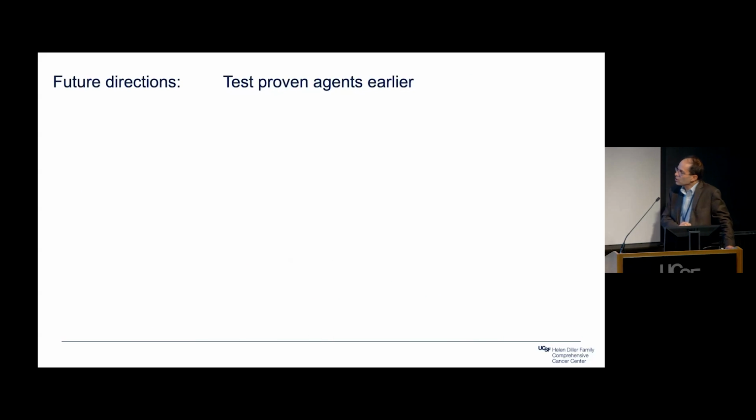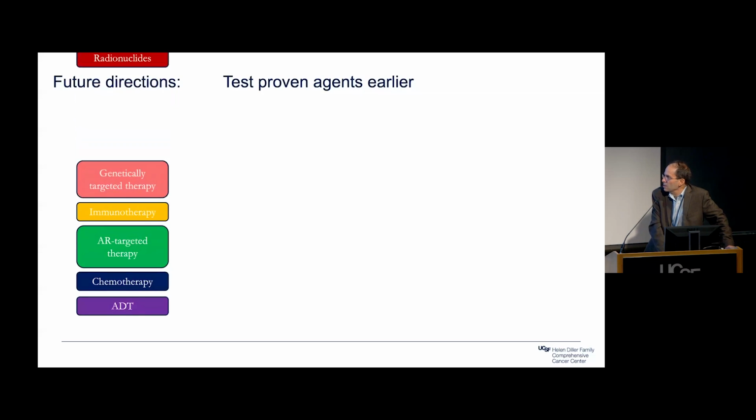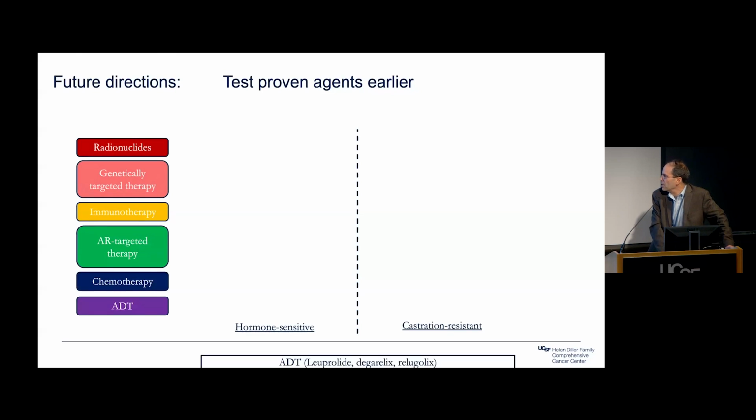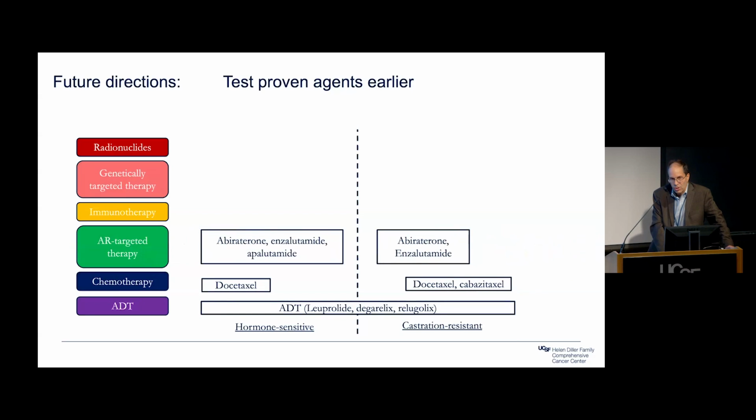So, future directions. Exactly as happened with abiraterone and Taxotere, let's take treatments that have been proven and move them earlier. This is a Dekuchevsky slide, of course. So here are these various categories. And in fact, we know that ADT works across both, and you need to continue it in both. We've already talked about these two categories on both sides.